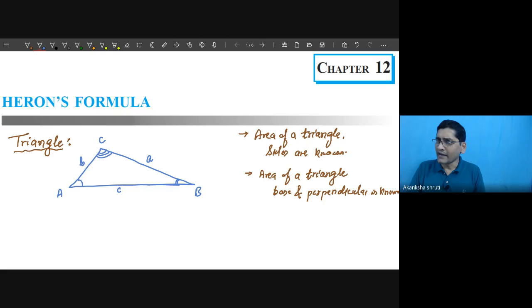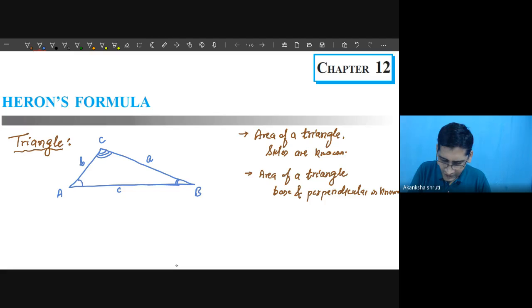We already have the formula for the area of a triangle when its base and one of the altitudes is known. Another thing related to a triangle is its perimeter. How all these things are interrelated and how they are calculated, those things we have to learn in this chapter. So let's start. Let ABC be a triangle here.